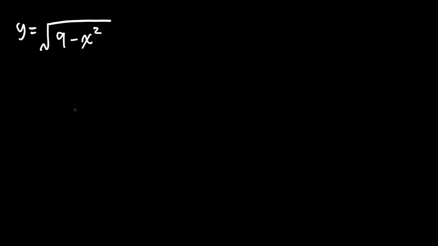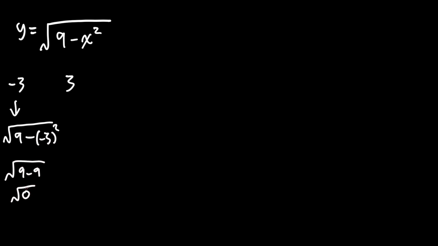So first of all, I know what values I can plug in to make the inside 0, and those numbers are -3 and 3, right? Because if I plug in -3, we'll get the square root of 9 minus -3 squared, and -3 squared is just 9, so we'll get 9 minus 9, and we'll get the square root of 0. So the point x of -3 comma 0 is on this line, right? Or on this graph.